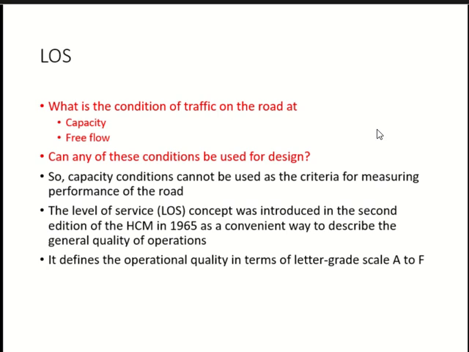Okay, and we know traffic changes. Traffic does not operate at free flow and capacity only. Traffic is something in between them as well. There are traffic levels which are more than free flow and less than capacity, and there are traffic levels which are more than capacity as well, right? All these things are possible. In a traffic stream, you can have free flow, more than free flow, capacity, more than capacity, right? All these things are possible.